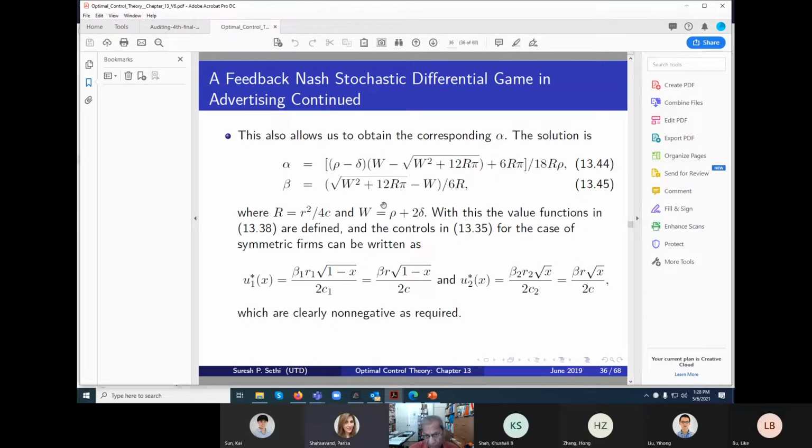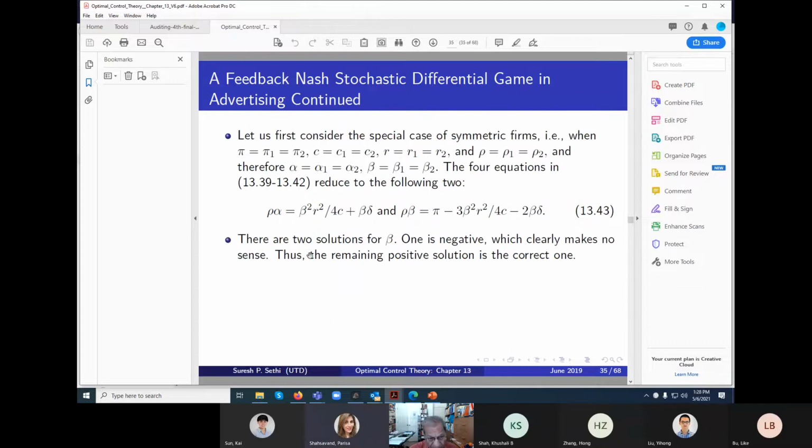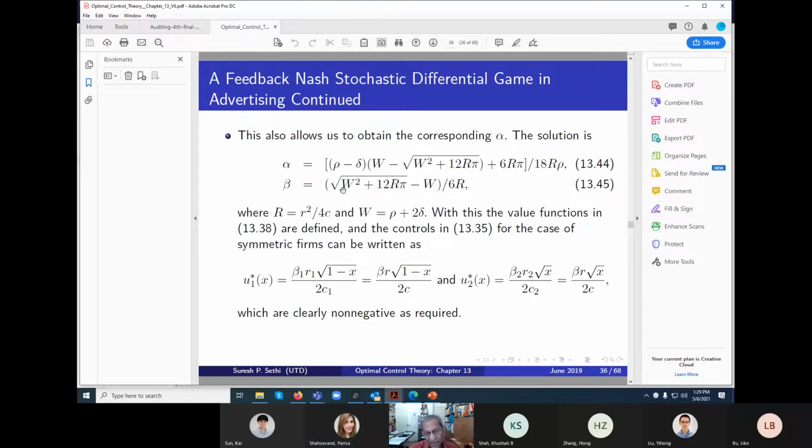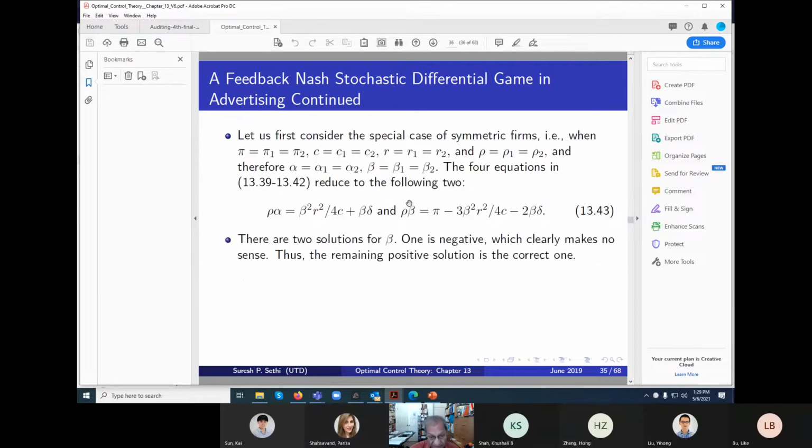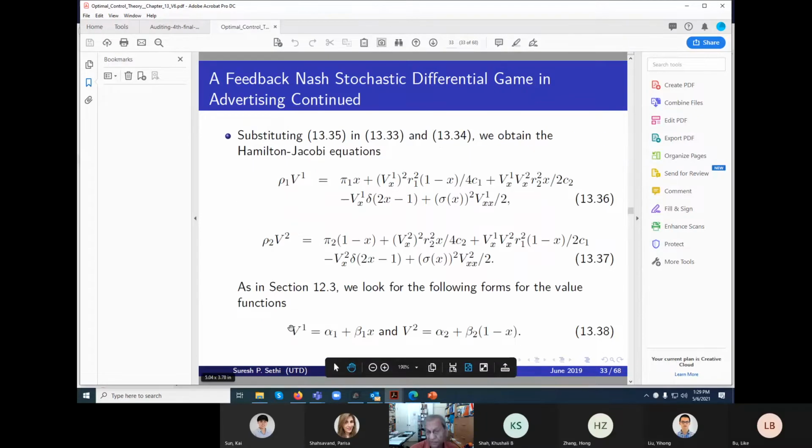So then we substitute the positive value of beta back in here, and then we get the value of alpha. So we get beta and alpha. These are long formulas, so I compress them by calling R to be R squared 4C instead of writing R squared 4C here, W0 plus delta. You can put them back and remove R and W if you want to, but that's what I did. And now I have the value function. You just plug alpha and beta back in here, and we got the value function. And that's it.